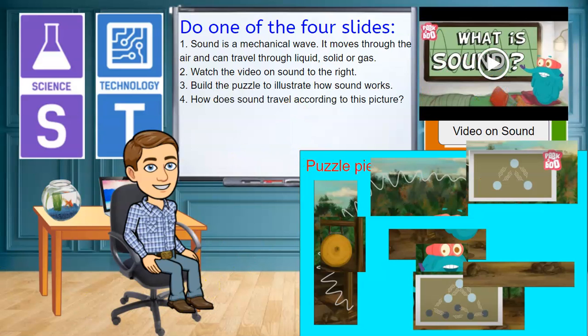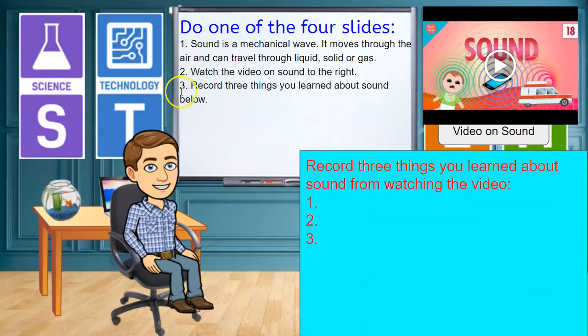So that's option 1. Option 2 is on slide 3. You can do one of the 4 slides. Sound is a mechanical wave. It moves through the air and can travel through liquid, solid, or gas. 2. Watch the video on the sound to the right.